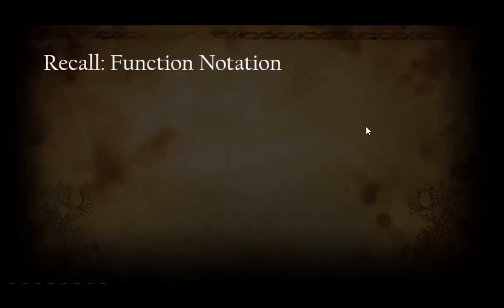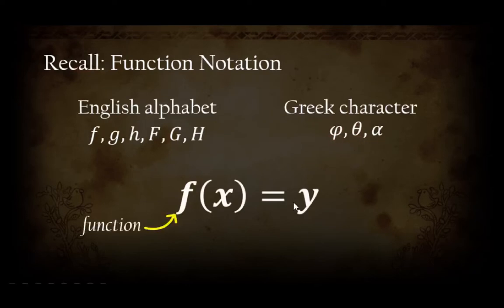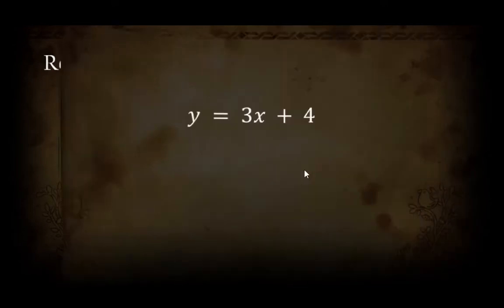Now, based on your learnings in the previous course material, when can we say that an equation is a function? So in this case, we will recall function notation. In function notation, we have English alphabet representation, and also we are using Greek characters. So in this case, f of x equals y. F is the function name. X is the input or independent variable. The y is the dependent variable. So we have to take note of these parts.